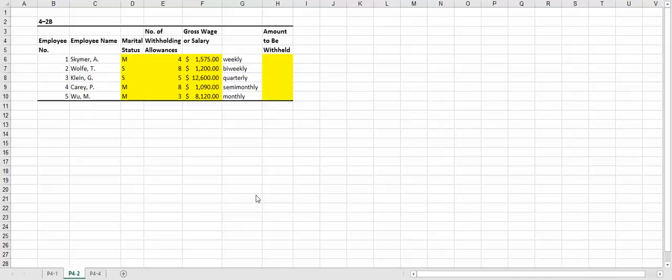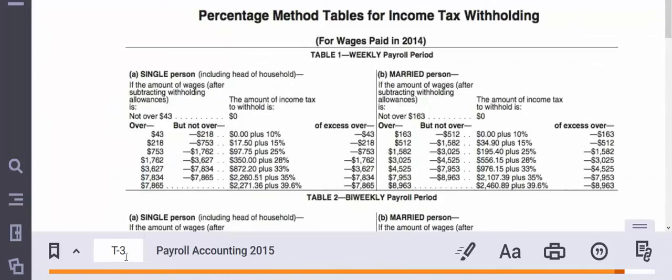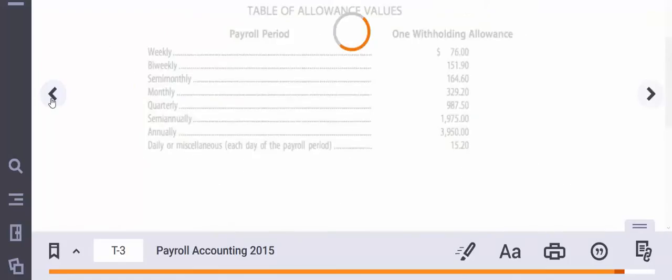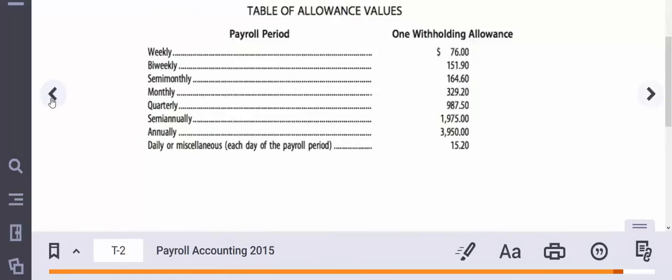On 4.2 we're asked to use the percentage method, which does involve more math, but it's honestly not that bad once you get the hang of it. What we're going to do is look in the book on the T pages. Again, I'm using the 2015 edition to show you, but when I actually do the problem, I'm going to use the 2016 edition because the principles are the same.